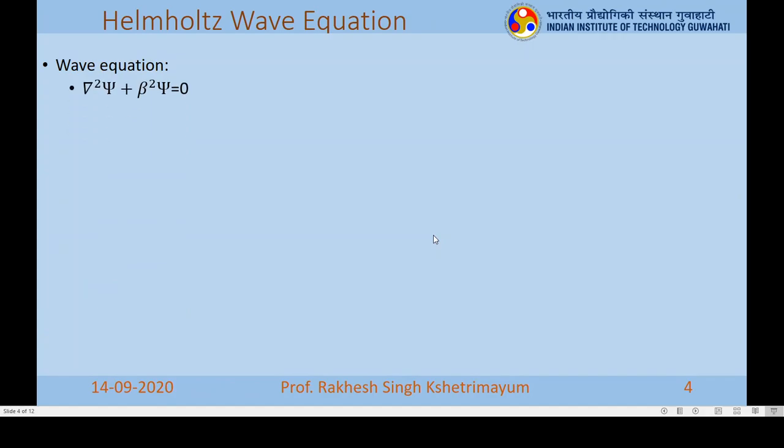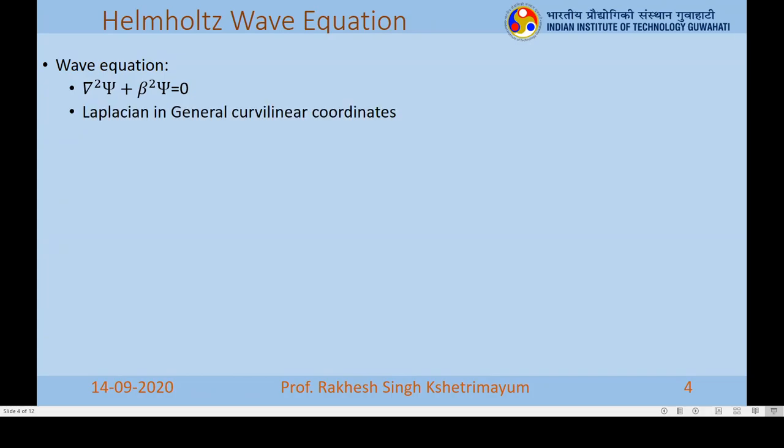So let us try to solve the wave equation. Del square psi plus beta square psi is equal to 0. This is the generic wave equation for spherical waves. So obviously the coordinate system we'll be considering would be the spherical coordinate system. By the way, what was the Laplacian in the spherical coordinate system?